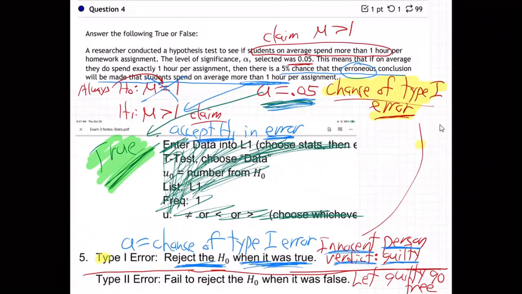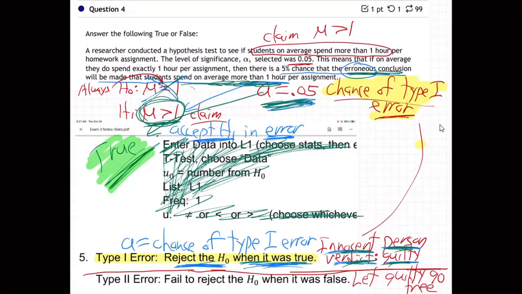And what is a type 1 error? You reject the null when it was really true. You accidentally reject the null when it's really true. You accidentally said no thank you to the null. You went with the claim, right? The erroneous conclusion that students spend more. You end up going with this in error. Yes, that's exactly what alpha is. It's the percentage chance that you're going to make a type 1 error. So it's the chance that we're going to take an innocent person and declare them guilty.